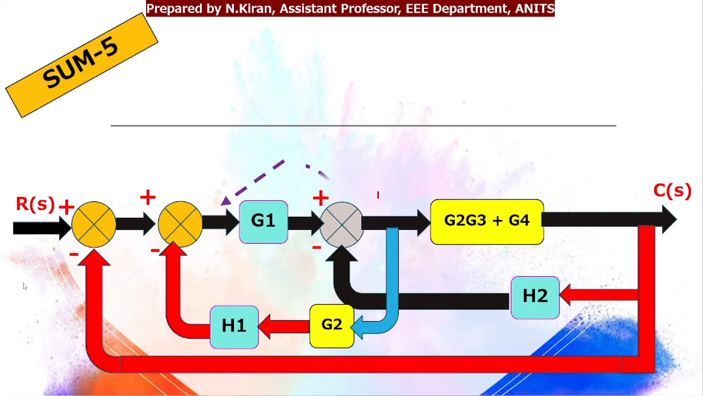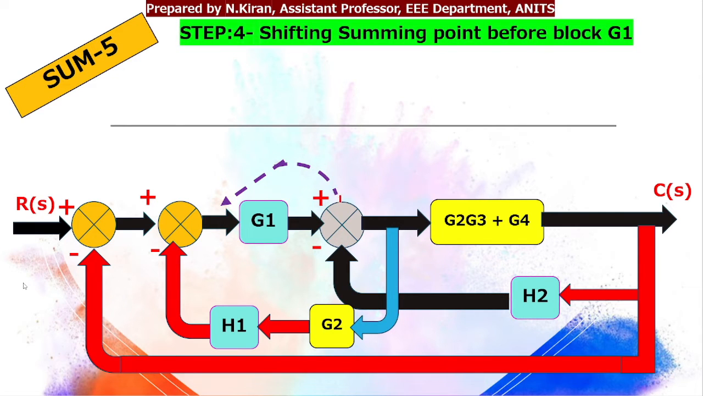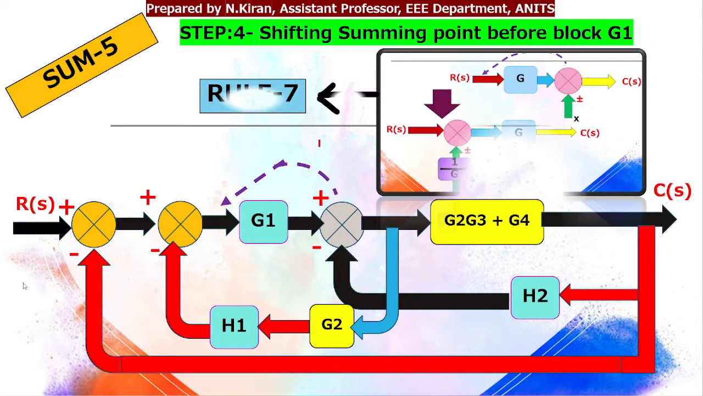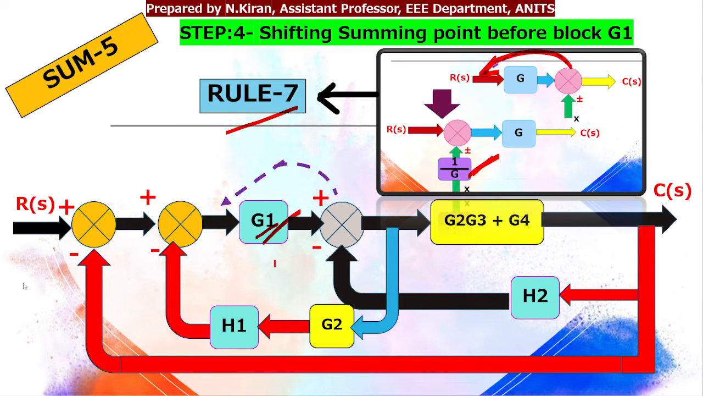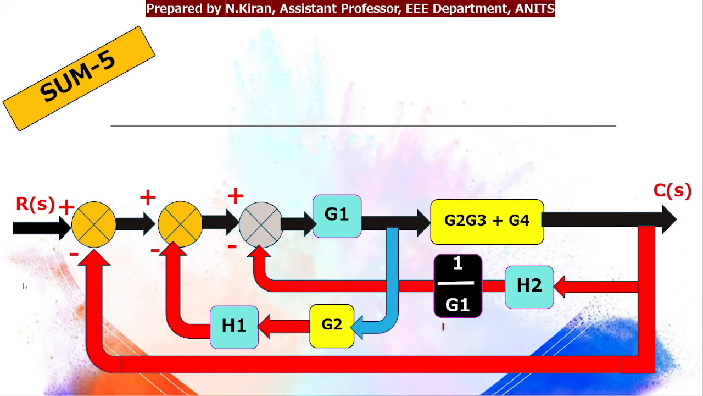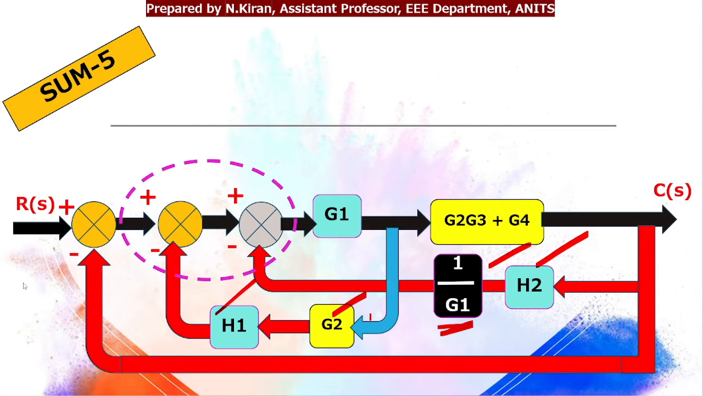In the next step, I am shifting this summing point before the block G1. According to my rule number 7, if I need to shift my summing point before the block, I need to multiply by 1 by G. Here, since the gain value is G1, I need to multiply by 1 by G1. So here I have multiplied by 1 by G1. These two are in cascade. These two also are in cascade.